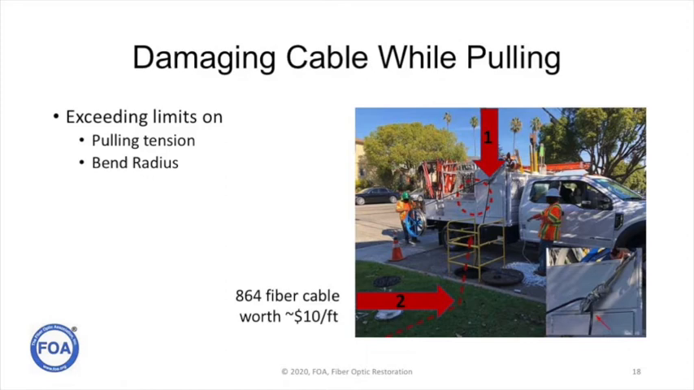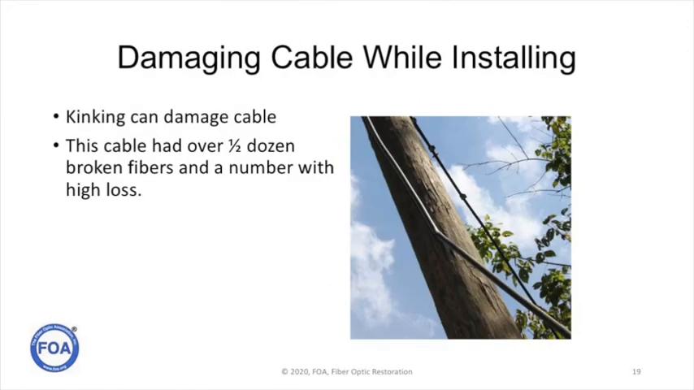They're also pulling the cable, see arrow number two, right straight up out of a conduit without any particular attention to bend radius there. Here's an example of an installation crew ruining a fiber optic cable. Here's another example of a cable that got ruined by an installation crew. Coming up out of the ground and up to a pole, they kinked the cable. The cable had over a half dozen broken fibers and a number of fibers with high loss.